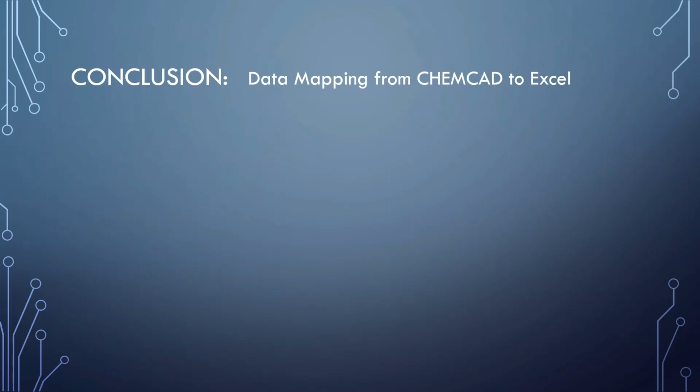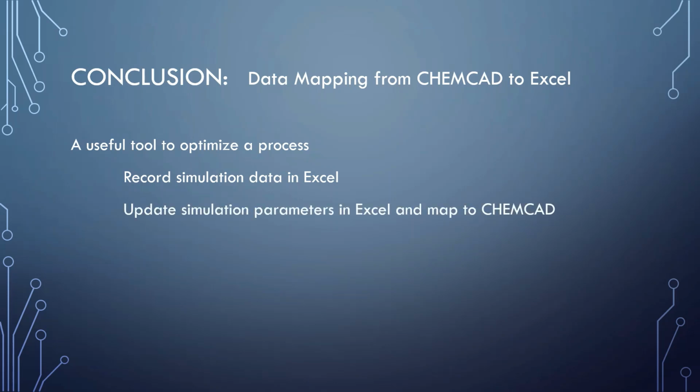In conclusion, this was all about data mapping from KimCAD to Excel, and I wanted you to get the basics down because it's a really useful tool for optimizing processes. You can record simulation data in Excel and tabulate it. You can also update your simulation parameters in Excel and then map them to KimCAD with the data mapping software. Finally, you can analyze the results of multiple simulations if you copy and paste that data in Excel so it doesn't get written over by your next simulation.